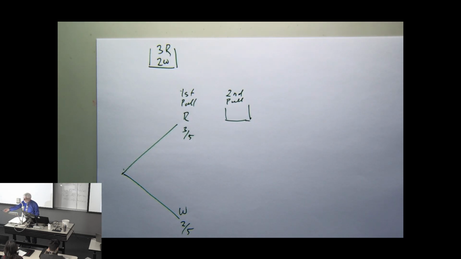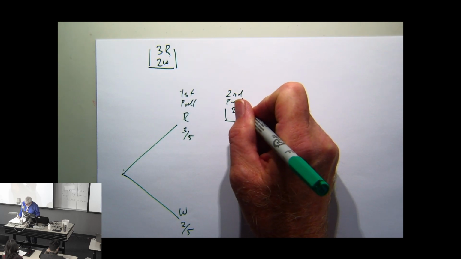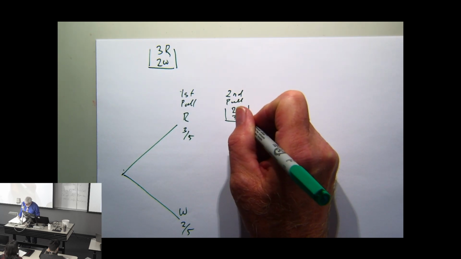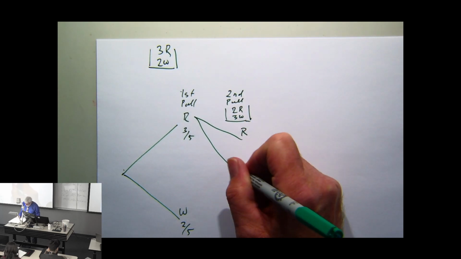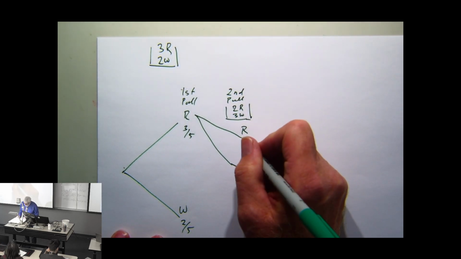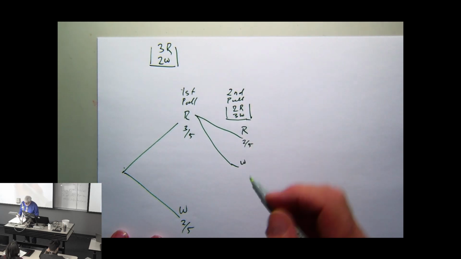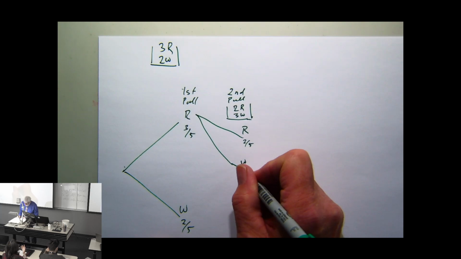You have 2 reds and 3 whites. Yeah, I've lost a red, but I've gained a white. So looking at my choices here, my chances of a red are going to be 2 out of 5. My chances of a white are going to be 3 out of 5.